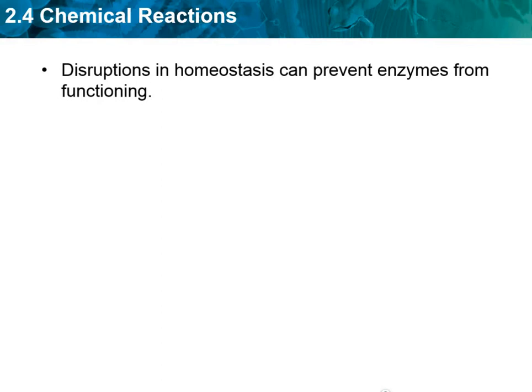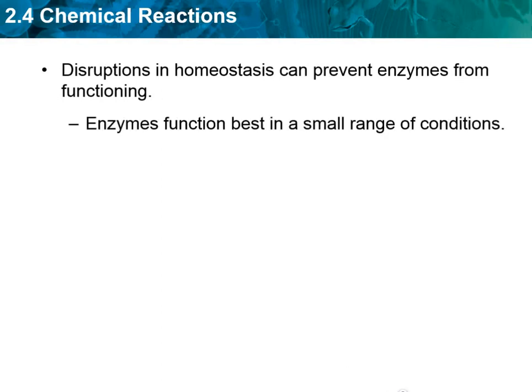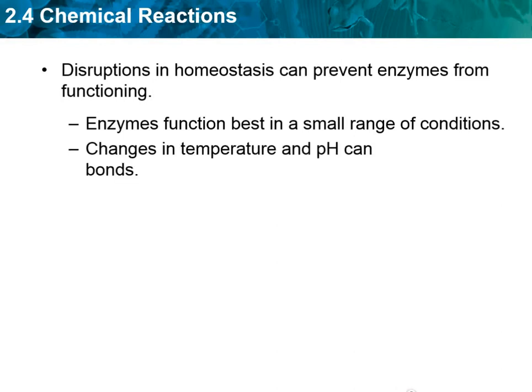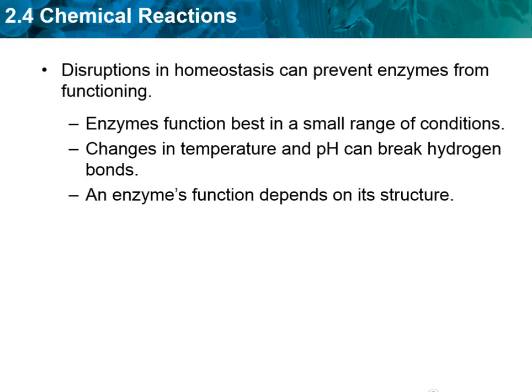So if you have a disruption in homeostasis, so that balance that's within a cell, it can prevent enzymes from functioning properly. Enzymes function best in a small range of conditions. Changes in body temperature and pH can break hydrogen bonds between the different structures in the protein. An enzyme's function depends on its structure, so if it changes shape, it's not going to be doing what it needs to.